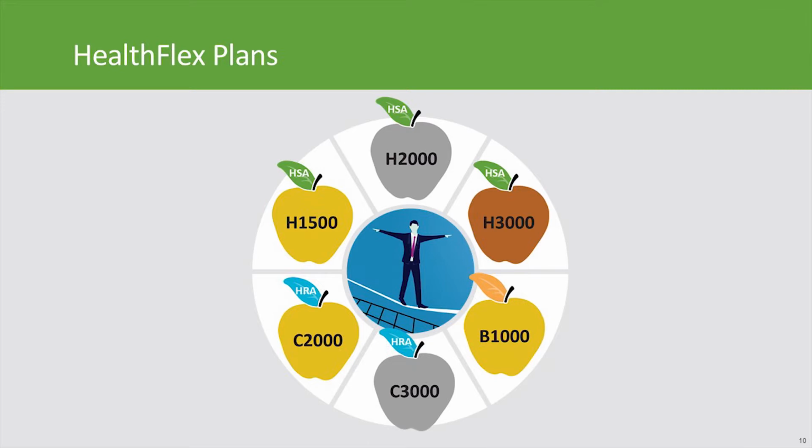And then the three plans that begin with the letter H, the high deductible plans, the H1500, the H2000, and the H3000 all have the letters HSA attached. Those come with a health savings account. Just a note, the H1500 and the H2000 do come with funds. The H3000 does not. And HSA is a plan that you can also contribute money to yourself. So that's just a brief overview of those plans.